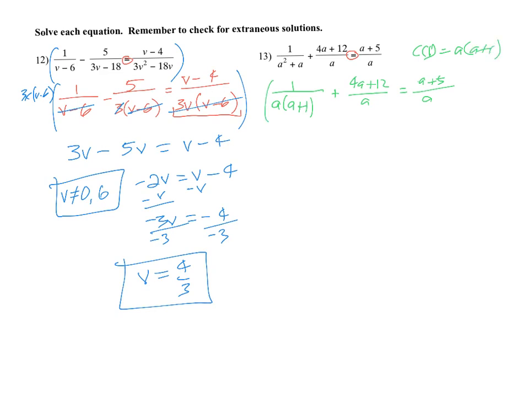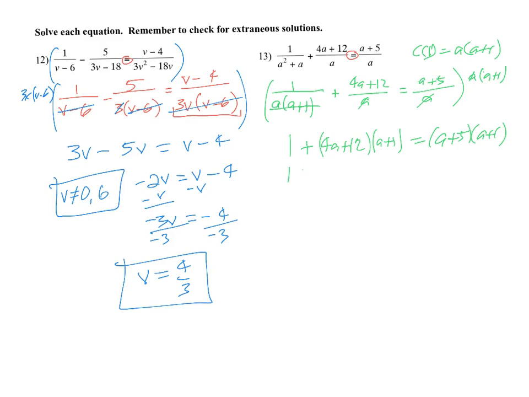To clear the denominators, we multiply each term by a times a plus 1, which is the LCD. So a times a plus 1 on this term cancels out, and we get 1. A times a plus 1 here, the a cancels out, and we get 4a plus 12 times a plus 1. We need to FOIL that out. And on this one, the a cancels out, and we get a plus 5 times a plus 1. Again, we need to FOIL that out because we have to put terms together.